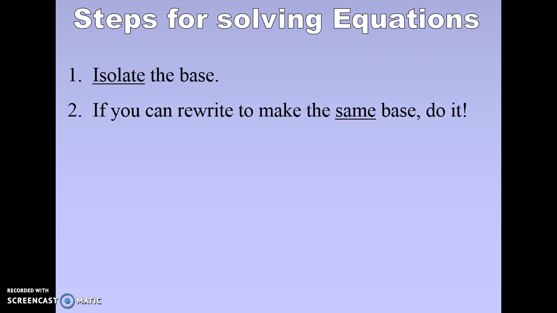Secondly, if you can rewrite your problem with the same base, do it. So that may mean that you may have a small number on one side and a big number on the other. We'll look at that shortly, but just know that you want to put your like bases together. So if you have 2 on one side and you have 4 on the other side, you want to rewrite that 4 to where it's like a base 2. So 2 to the first power will be on one side, and with like bases you will have 2 to the second power on the other side.